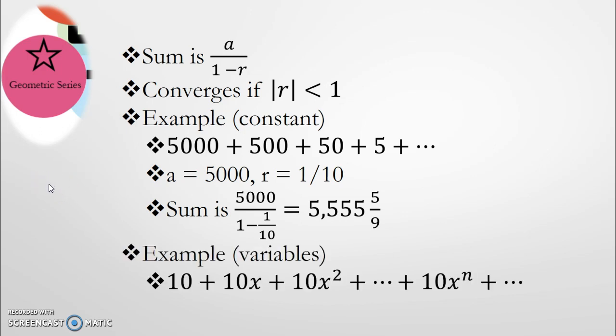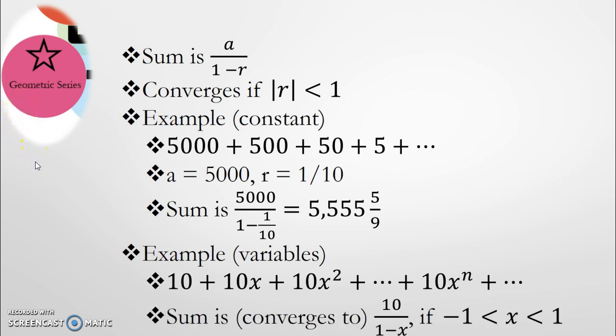You can also have a geometric series where your multiplier is a variable. Here a is 10 and r is x. And so your series converges to 10 over 1 minus x as long as x is between negative 1 and 1. And it doesn't converge to that otherwise.